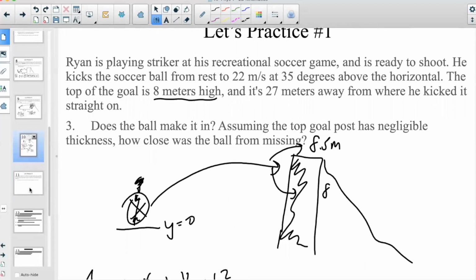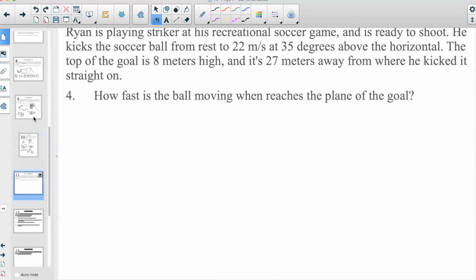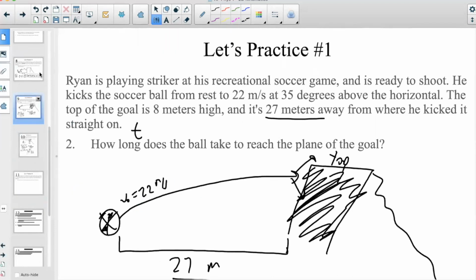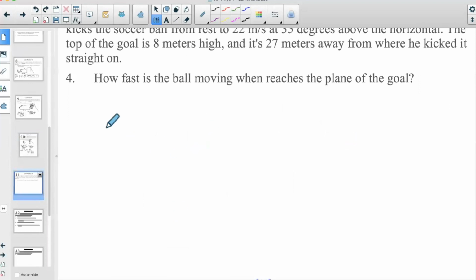Now let's go to the last part of this question. How fast is the ball moving when it reaches the plane of the goal? So remember, we know what the time is, and we know our initial x and y velocities. So this shouldn't actually be that difficult to figure out. Let's talk about the x component first. We know that there's no acceleration in the x direction, so our initial v naught for x is going to be equal to our final.